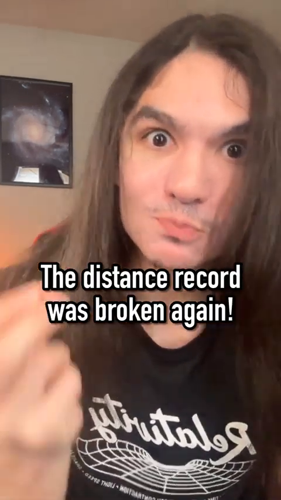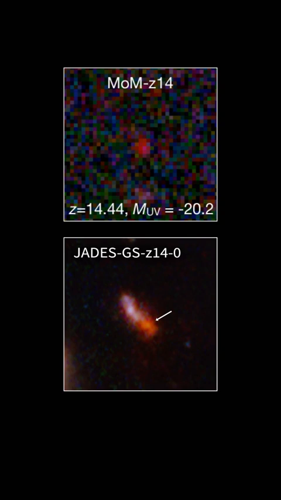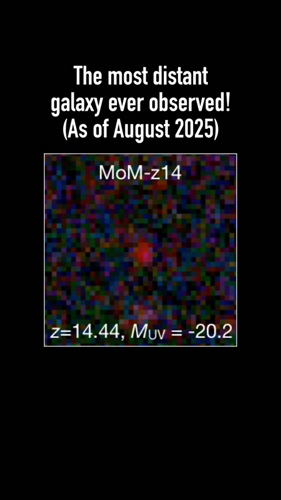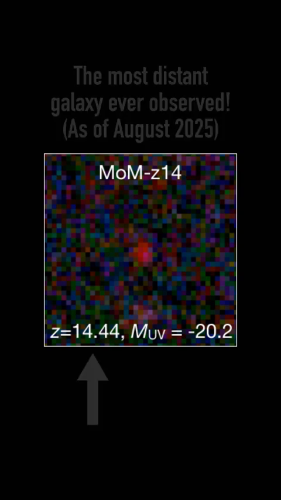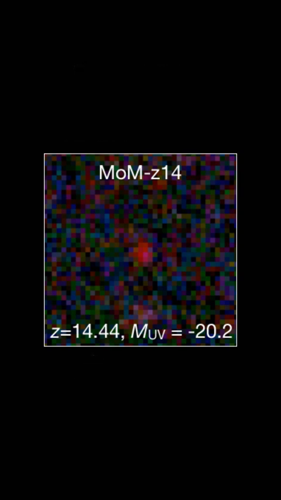Except not anymore. So, since this video was originally recorded, the cosmic distance record was broken again. MoM-z14 recently dethroned JADES as the most distant galaxy ever observed, with a confirmed redshift of 14.44. The light captured in this image left this primitive galaxy when the universe was just 280 million years old. And what's crazy is that it probably won't be long until the James Webb Space Telescope finds an even more distant galaxy. So Mom, enjoy the crown while you have it.